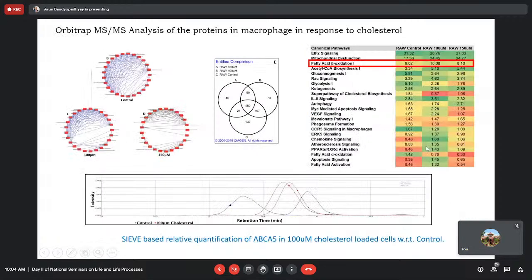With this, we again checked by mass spec, to validate whether it really is ABCA5. Yes, he treated the cells with high cholesterol concentration, and then he showed that ABCA5 is upregulated in response to 100 micromolar and 105 micromolar cholesterol. Not only Western blotting analysis; in fact, in future, most of the data will be validated by Orbitrap or mass spec. Not only Orbitrap, any mass spec, because Western blot gives a lot of artifacts. So this is a validation by mass spec that yes, it is ABCA5.